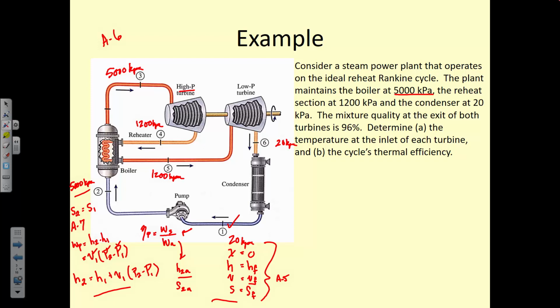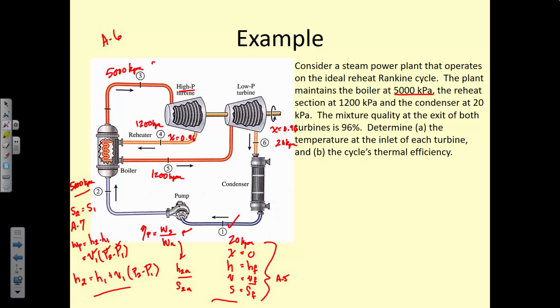Okay, so is that at state 3, the 96%? It's at the exit of both turbines. Okay, it's at the exits of the turbines, right? So 4 and 6. X is equal to 0.96 at state 4. You could work backwards to get 3. You could solve for 4 using that, and then do 3 because that's isentropic. That's right. So the isentropic assumption still helps us find state 3.